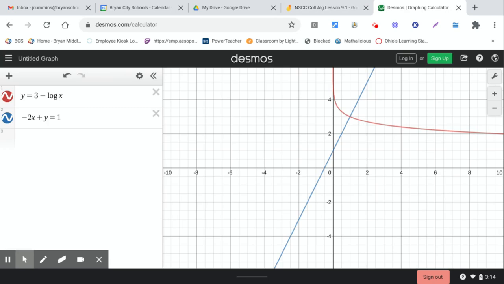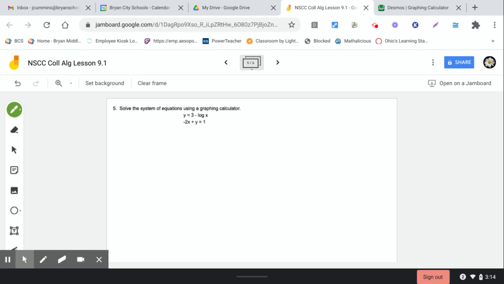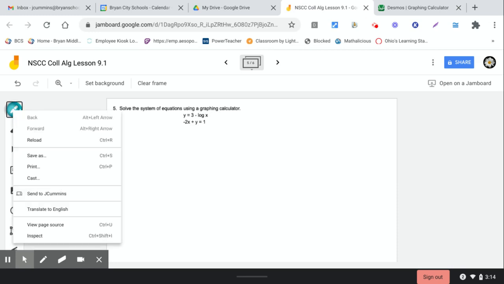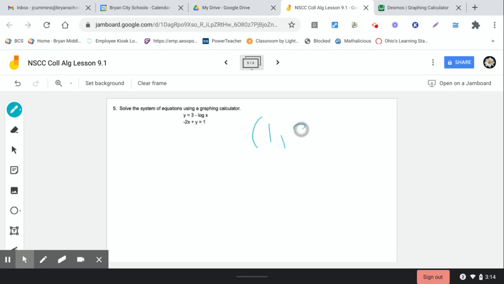So when we pop over here, I've already got them graphed for us. And we are just looking for the point of intersection, which happens to be at 1, 3. Okay, so super easy to throw these on Desmos and find those points of intersection that way. So the answer to this one is, sorry about that, 1, 3.